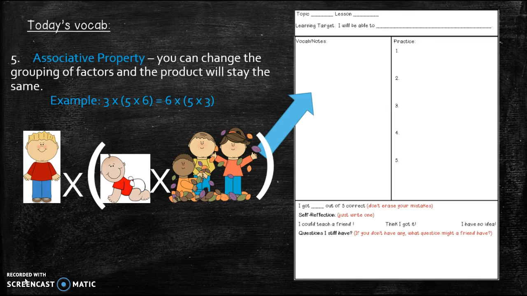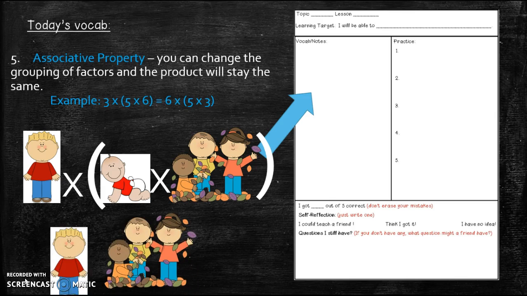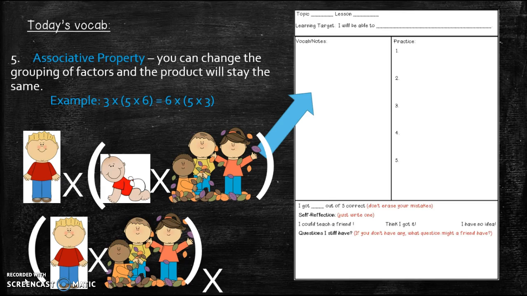So in this case, the baby and the group are going to hang out together and the boy is going to be by himself. But then the next day, maybe the boy and the group will hang out and the baby will be by himself. Still all the same people, they're just hanging out with different groups on different days. They're associating with different groups on different days. So that means you can change the grouping, but the product will stay the same.